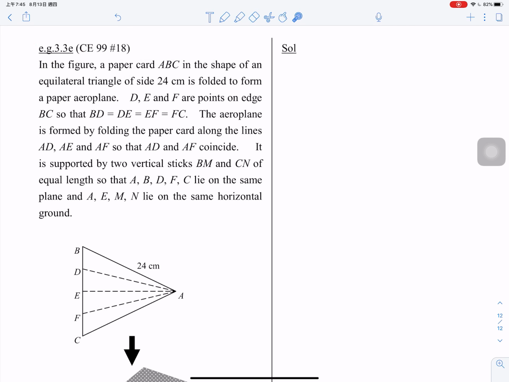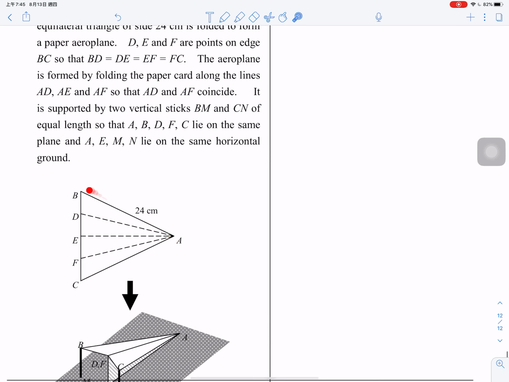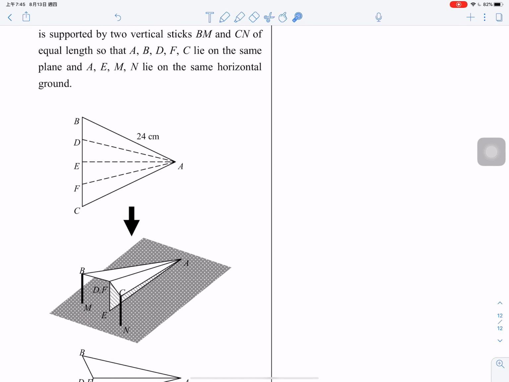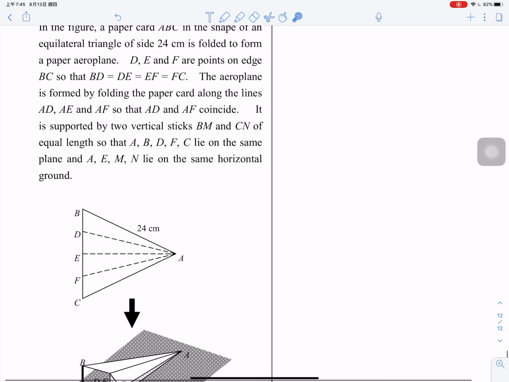Example 3.3e, another public exam question. Let's see. This time is about a folding paper question. In the figure, a paper card ABC, this one, in the shape of an equilateral triangle of side 24 cm, is folded to form a paper aeroplane. That means this one, and fold up to form a paper aeroplane.